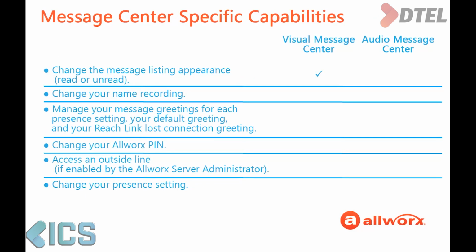As you can see, in the Visual Message Center, you can change the message listing appearance from read to unread or vice versa. And in the Audio Message Center, you can change your name recording, manage your message greetings for each present setting, your default greeting, and your ReachLink lost connection greeting, change your Allworx PIN, access an outside line if enabled, and change your present setting.